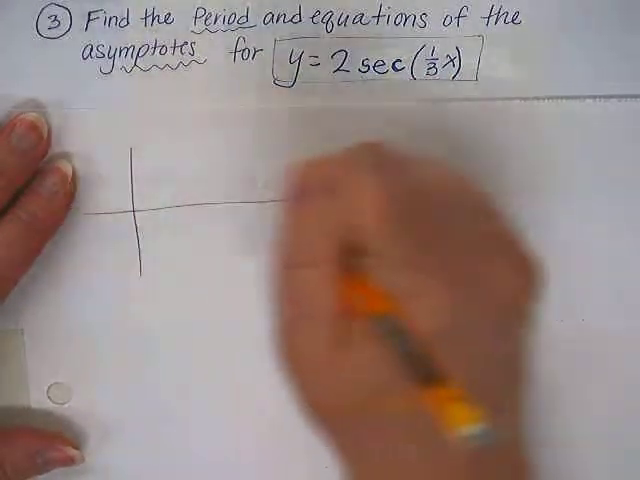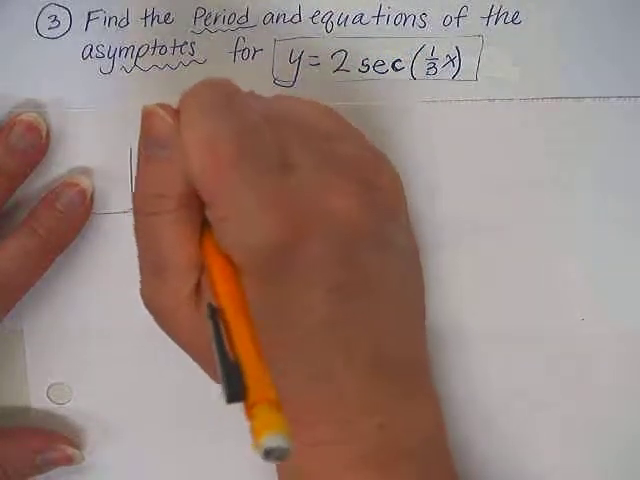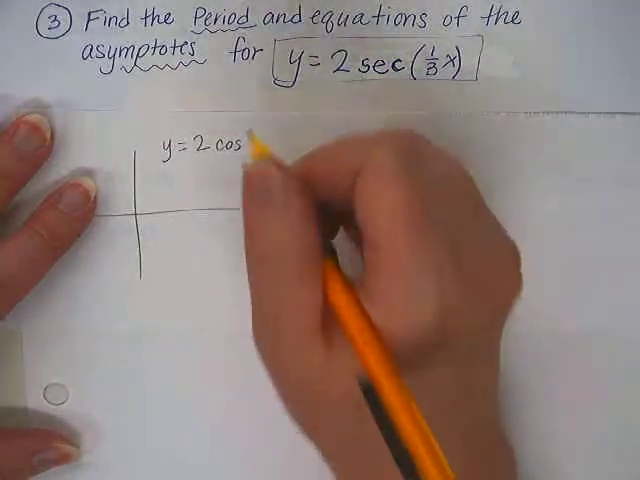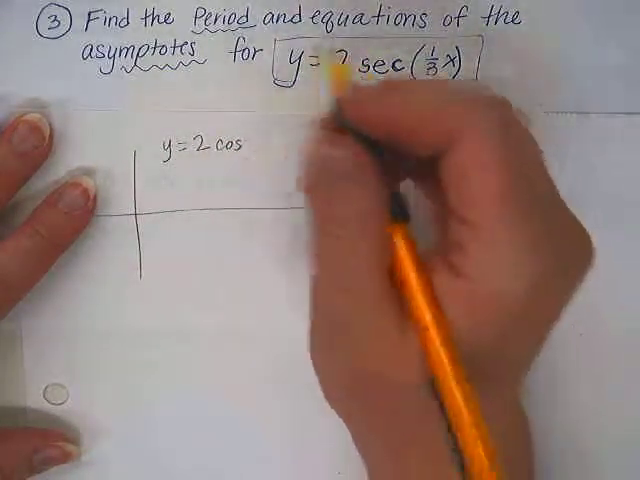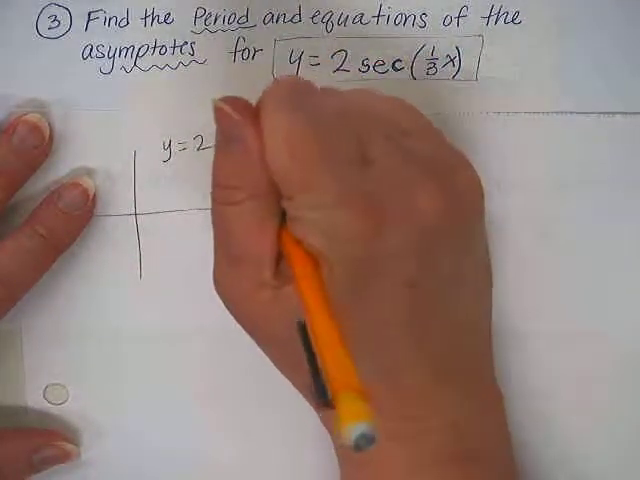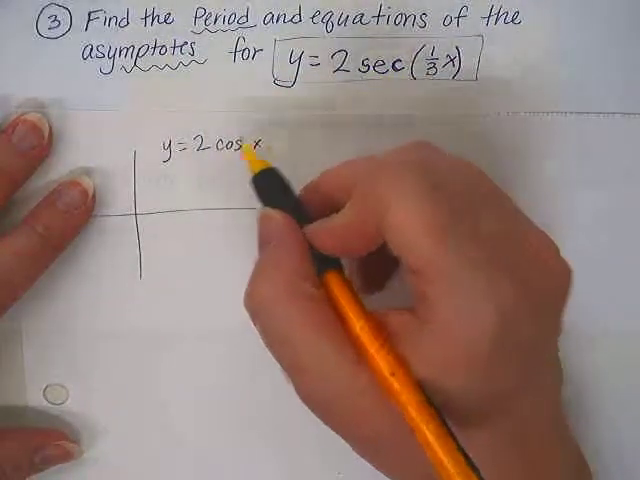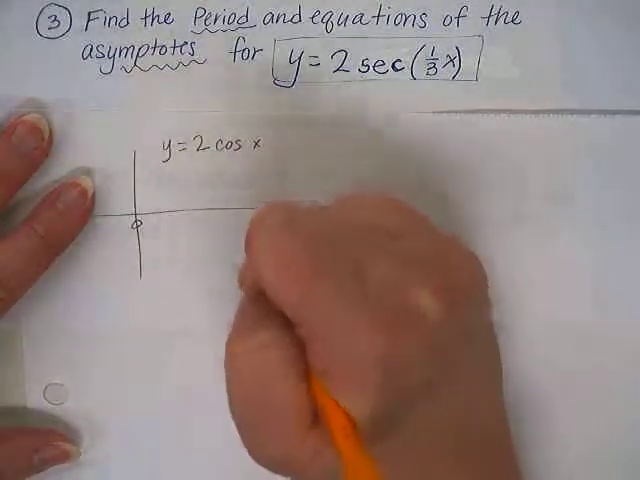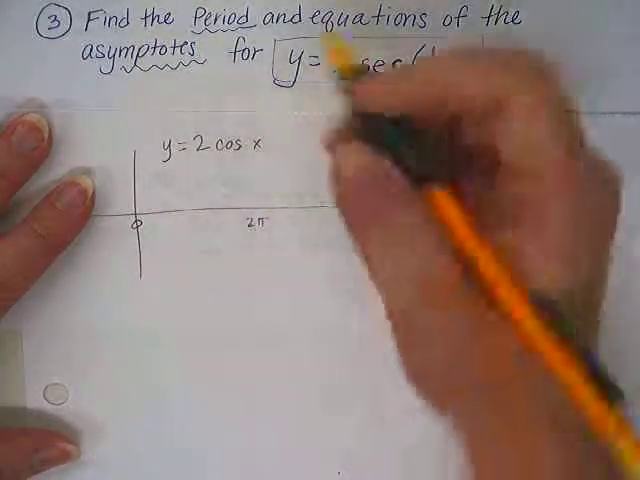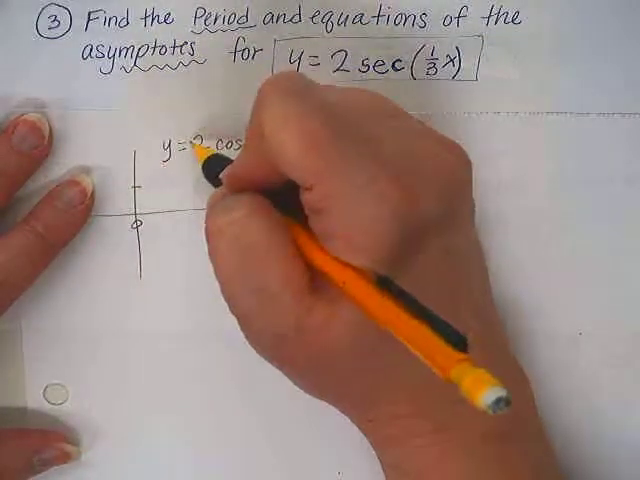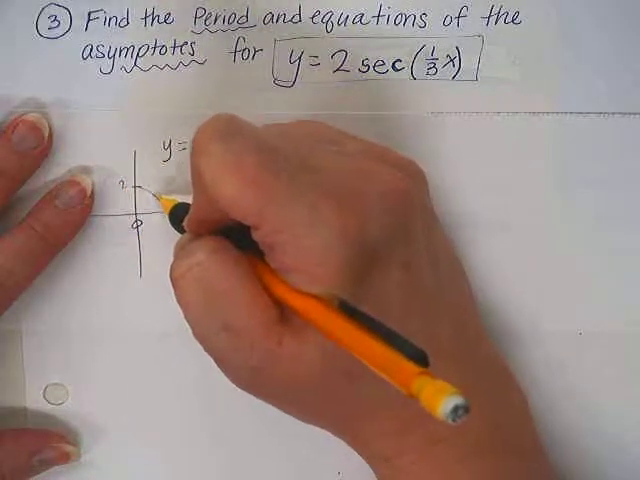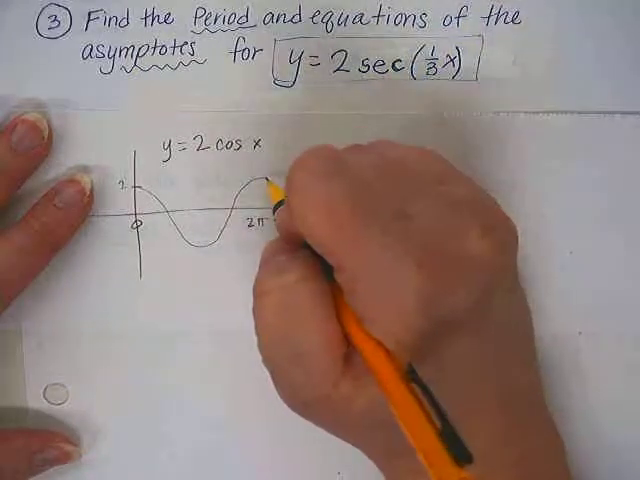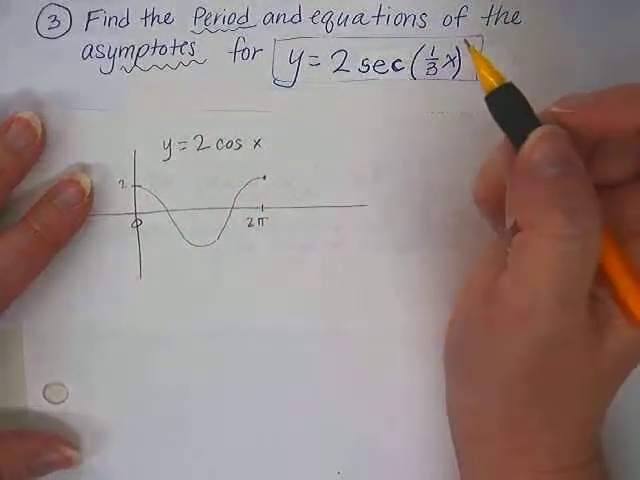Okay, so let's do a normal y equals cosine. If you want to do 2 you can, but it really doesn't make any difference. Why am I doing cosine, not sine? Because it's secant, and secant is the reciprocal of cosine. So the first thing I'm going to do is graph cosine from 0 to 2 pi.